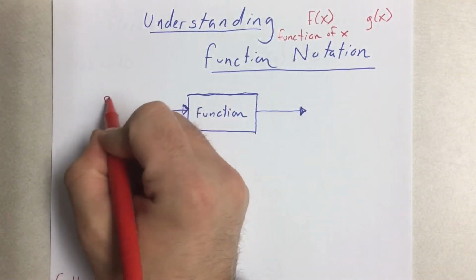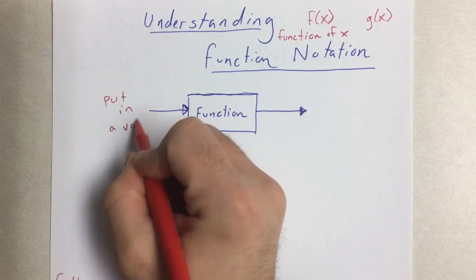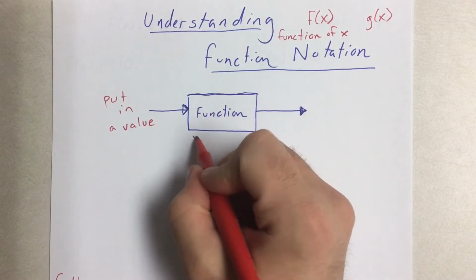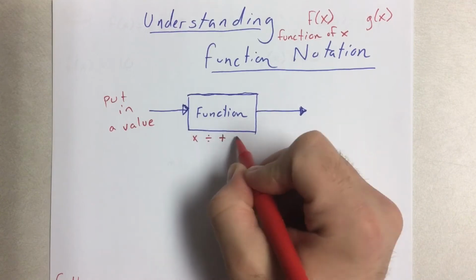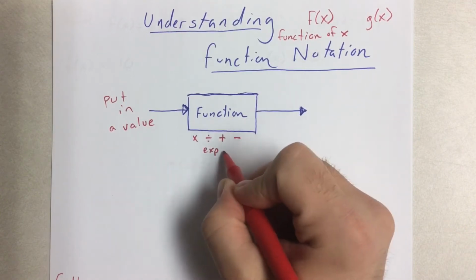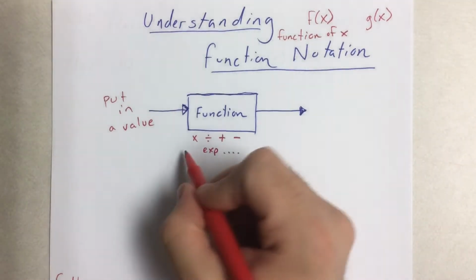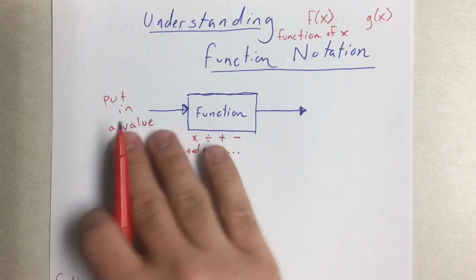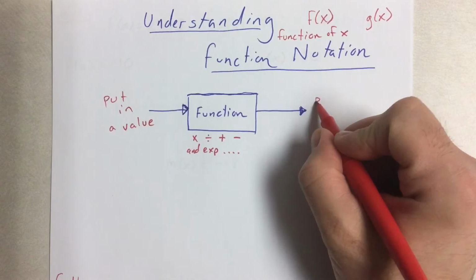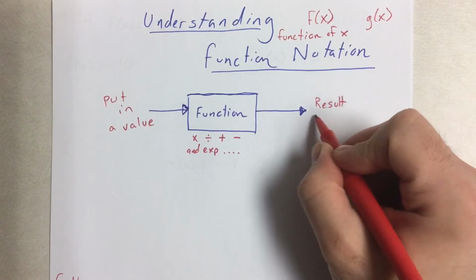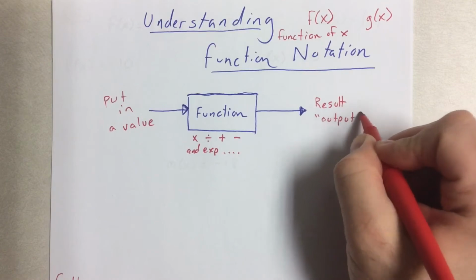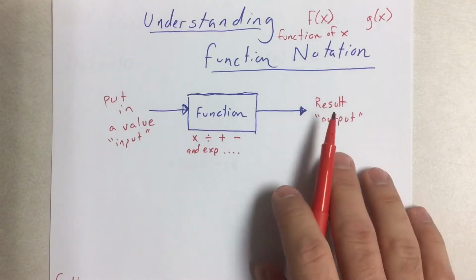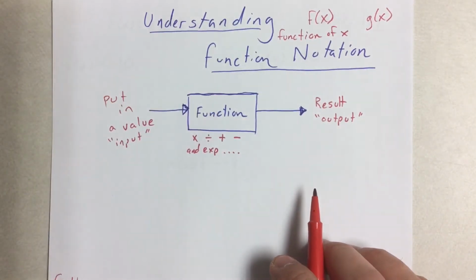So we put in a value, we put in a number into a function. The function has multiplication, division, addition, subtraction, exponents, and a whole bunch of other stuff. Okay? So after the function manipulates the number, it provides us with the result, or the output. I should say over here, this is going to be our input. So understanding input and output, that makes sense: you put in something and you get out something.